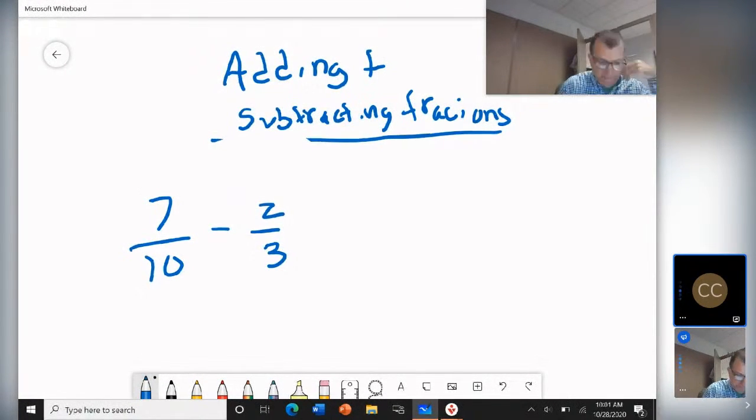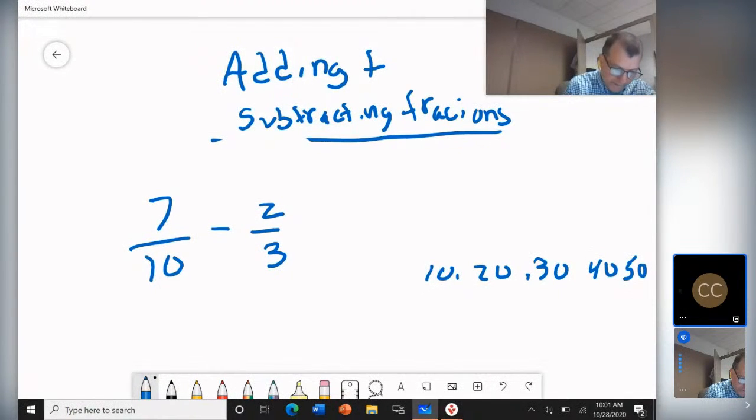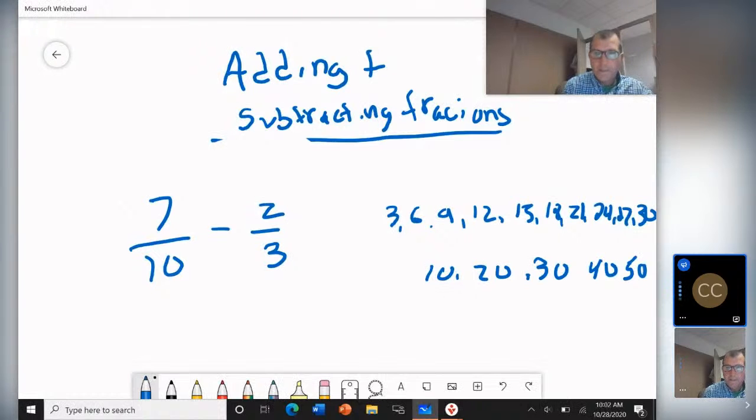Okay, so this one, if we do it like we did, we're going to find the least common multiple. We're going to do 10, 20, 30, 40, 50. Then for 3, we're going to do 3, 6, 9, 12, 15, 18, 21, 24, 27. Then we're going to get 30. And we're going to see 30 is going to be our common denominator.